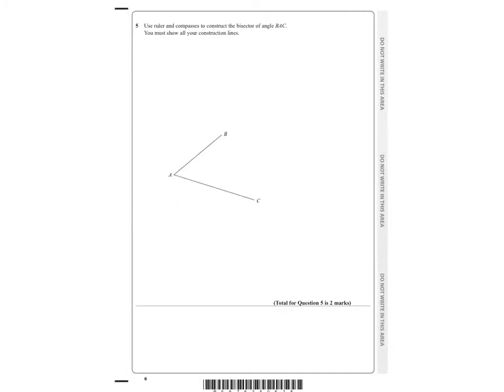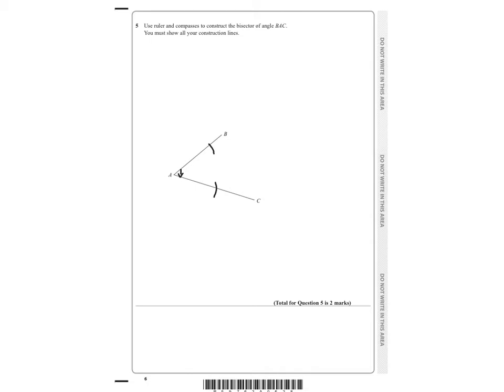Okay, you need to use a ruler and a compass to construct the bisector of the angle BAC. Now what you should be doing is getting your compass and putting your point here. And then you want to go over halfway of the line. So you're going to mark it here. That same mark needs to come all the way down to here.